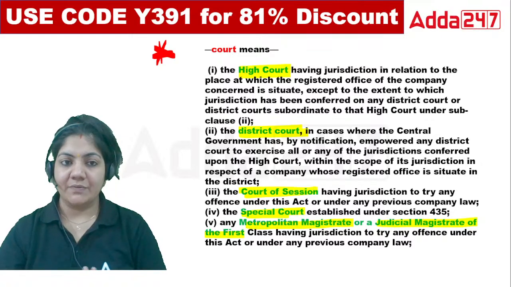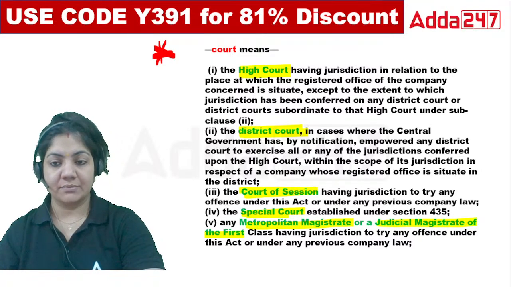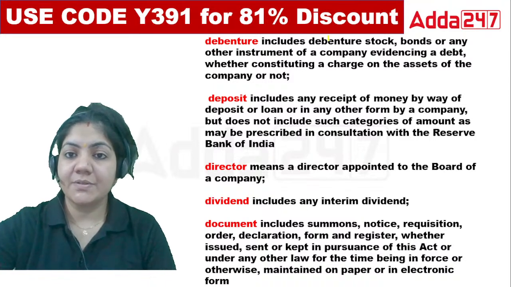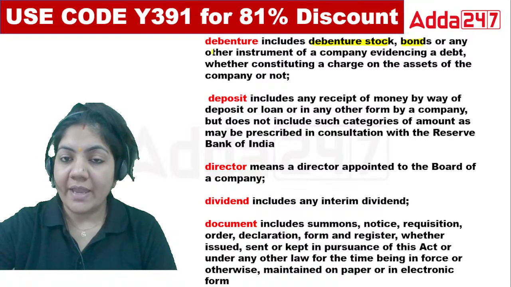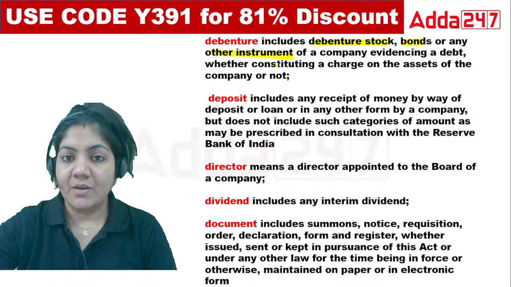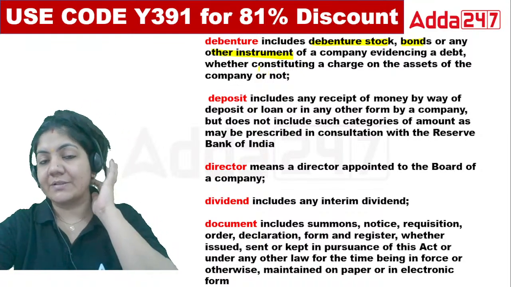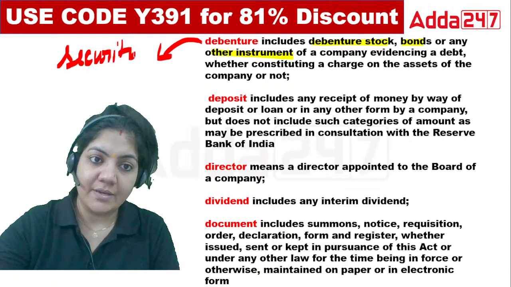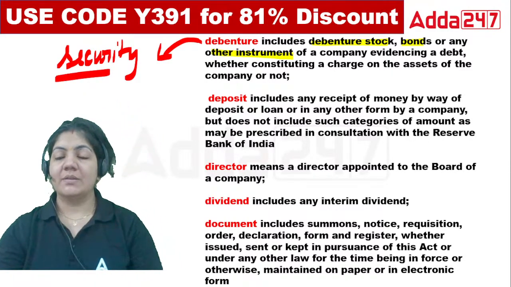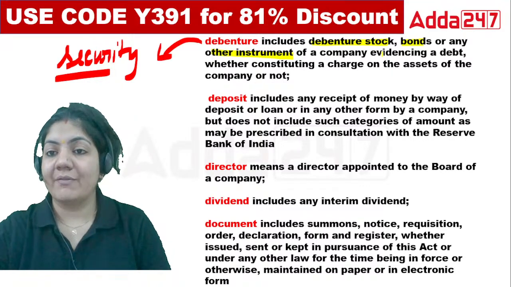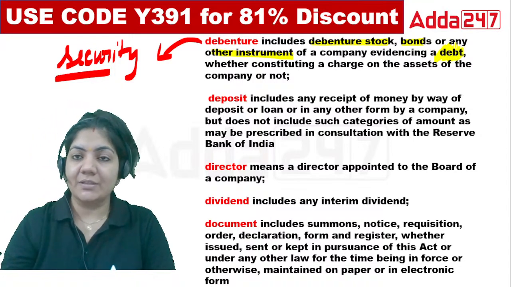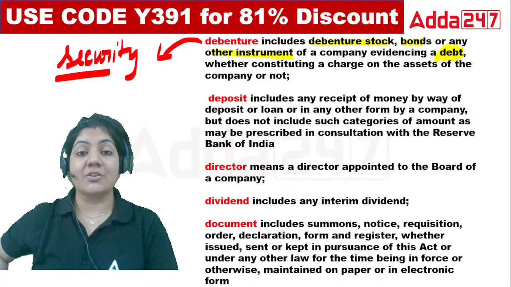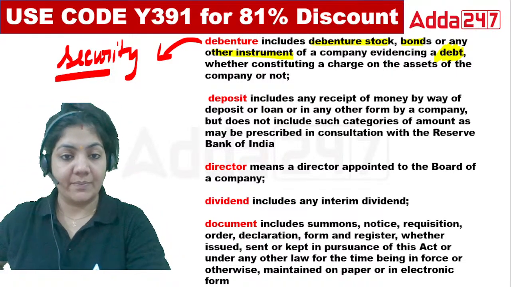Okay, class. This point is very, very important, the definition of court under this act. Okay, next. What is debenture? Debenture is basically debenture stock, bonds, or any other instrument of a company evidencing a debt, whether constituting a charge on the assets of the company or not. Suppose, class, in one word you can say debenture is a kind of security. It includes debenture stock, bonds, or other instruments evidencing a debt, because the company has taken a loan from, suppose, a bank, and the company gives this debenture as security. So debenture, in one word, is a kind of security.